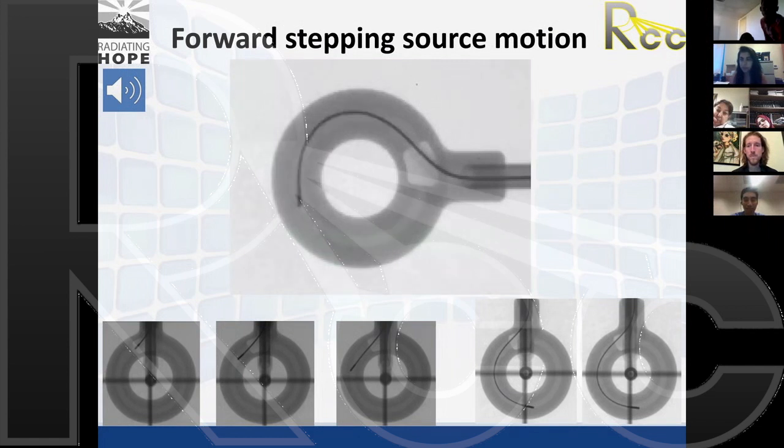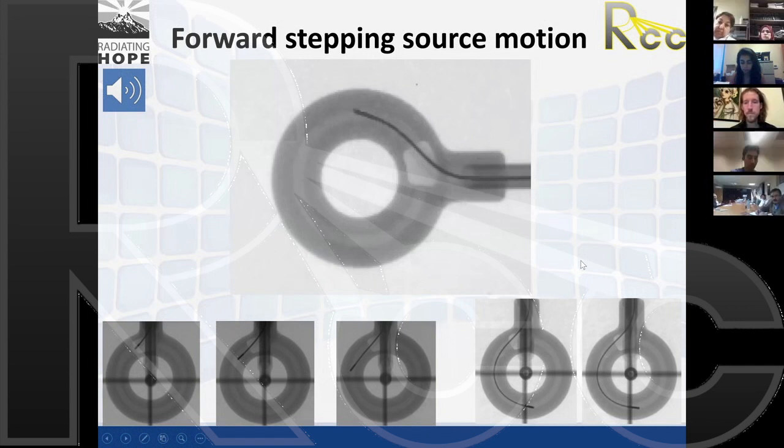This slide has a couple of still images that show you the straight path motion at the beginning of it. And then the pictures on the bottom right show how the source is not moving over several dwell positions, and that the source cable moves from the inner part of the lumen to the outer part of the lumen over several dwell positions.